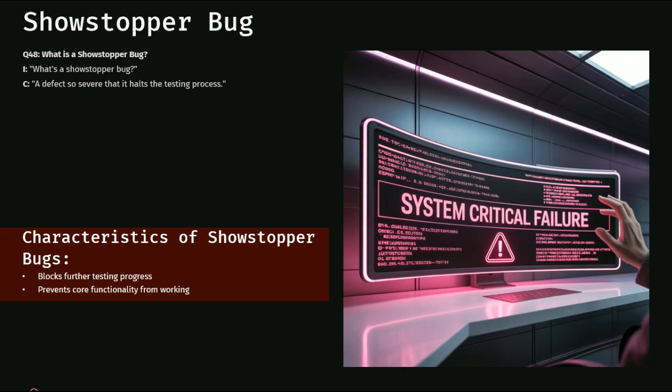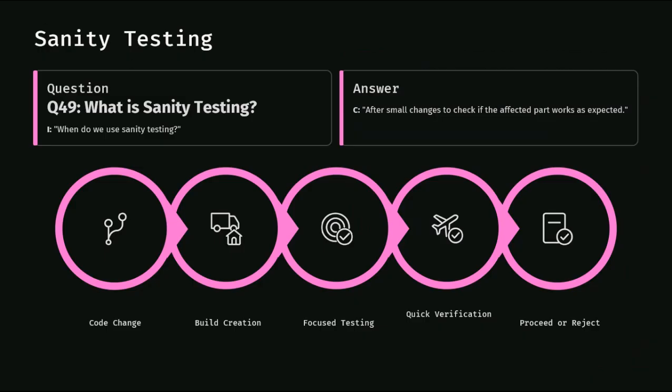Question number 48. What is a showstopper bug? A defect so severe that it halts the testing process. The main characteristics of showstopper bugs: it blocks further testing progress and prevents core functionality from working. Question number 49. What is sanity testing? After small changes, to check if the affected part works as expected.